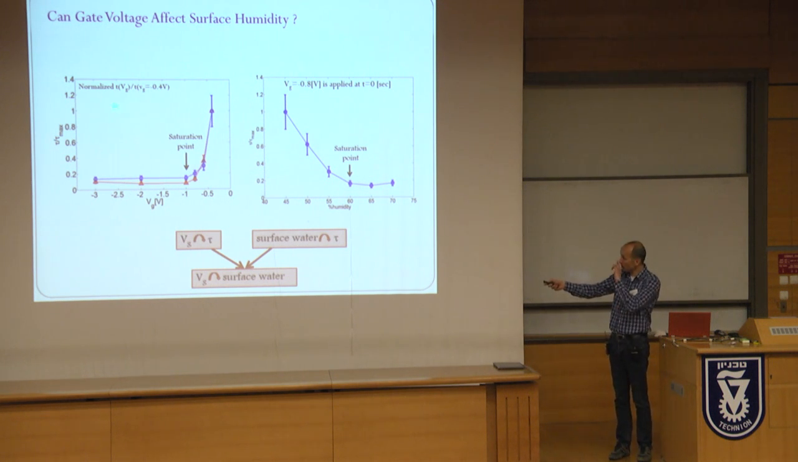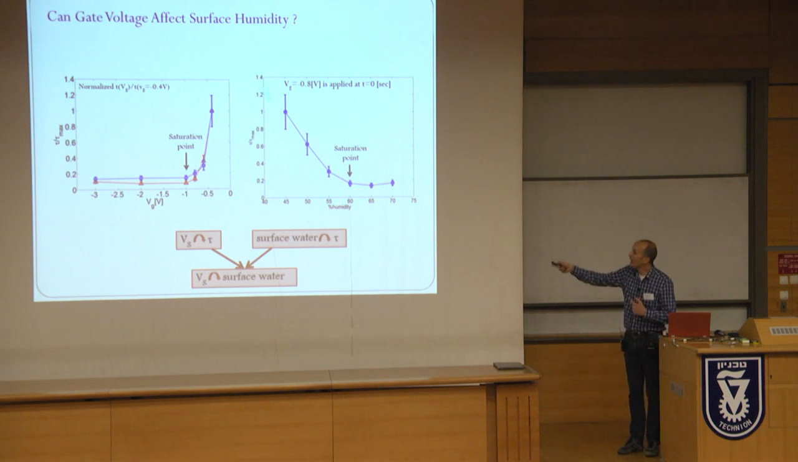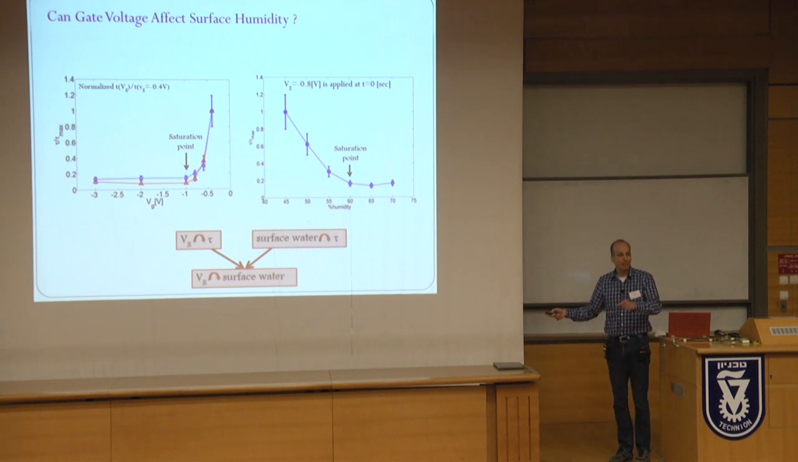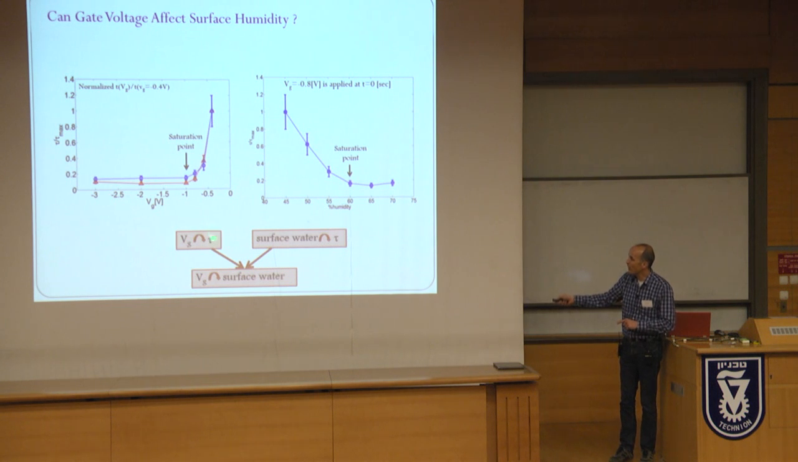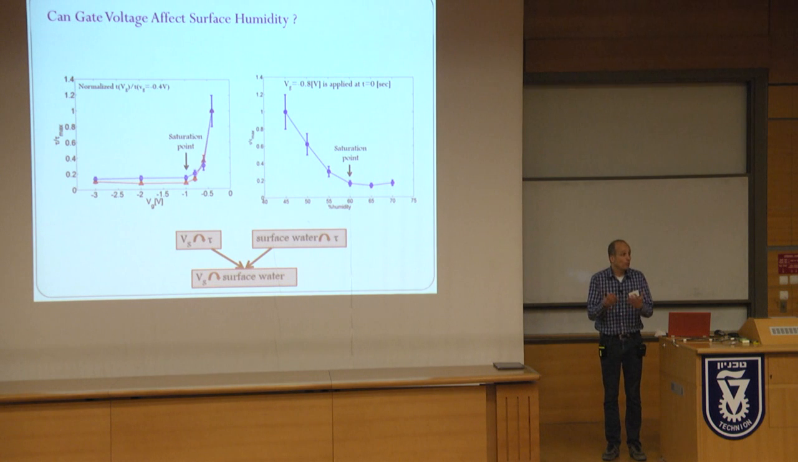What I just showed you is tau depends on Vg. So when it's very high, it's constant, and when it's low, there is some increase. I showed you before that tau depends on humidity. So when the humidity is very low, tau is high. When the humidity is high, tau is low. So we can ask the following: A is like B and B is like C, so what would happen between A and C? Vg affects tau, this is the data. Surface water, humidity affects tau, this is the data. So maybe Vg affects the surface water, the humidity.